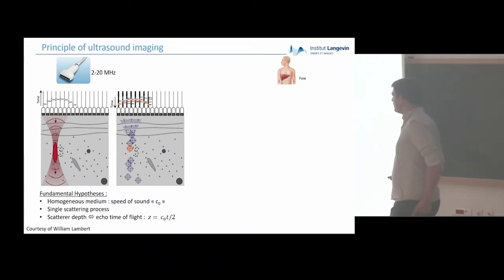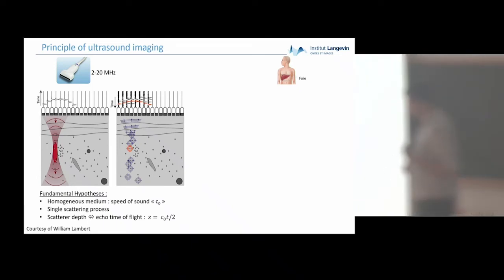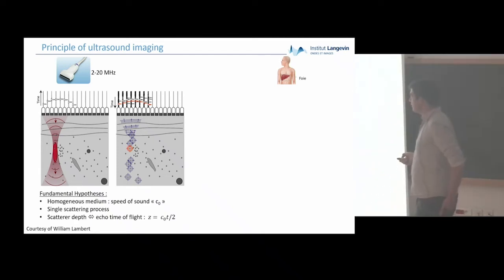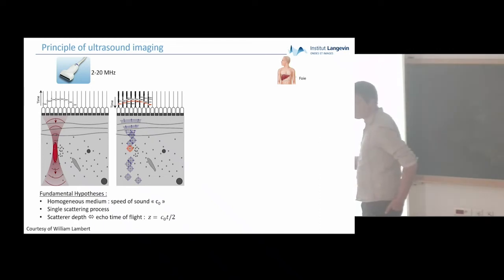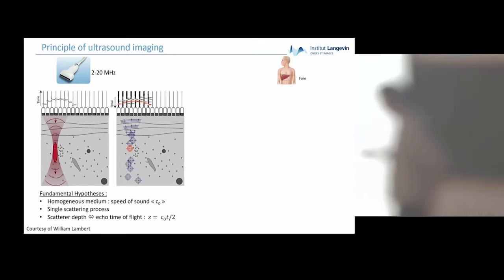So to do that, you will make a fundamental hypothesis: a homogeneous medium with a constant speed of sound, and that the incident wave is only scattered once by each scatterer of the medium. If you check these two conditions, you still have a direct relationship between the scatterer depth and the echo time of flight.